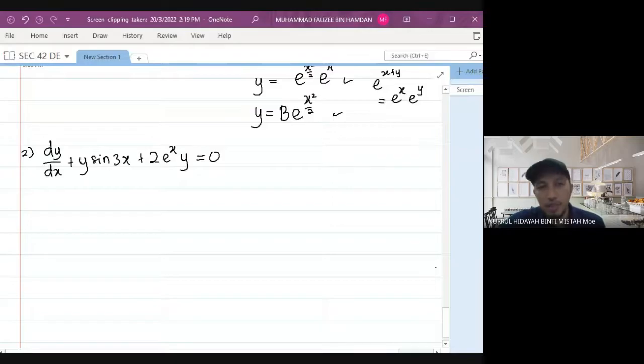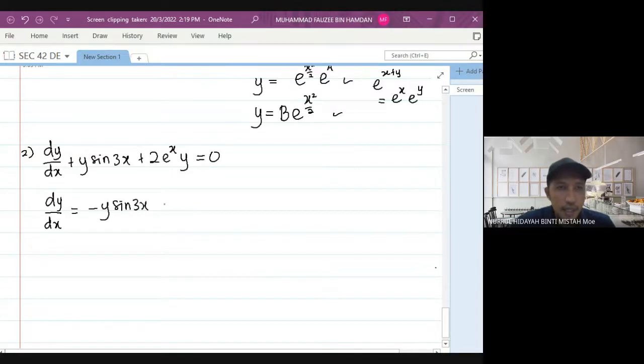What is the first step that we need to do here? Anybody want to share? We try to do this together. Rearrange. Very good. Maybe rearrange and factorize. Yes, very good. dy over dx is equal to negative y sine 3x minus 2e to the power of x y. Okay, this is rearrange and then factorize.